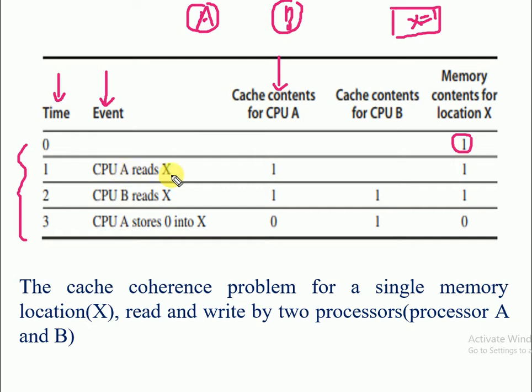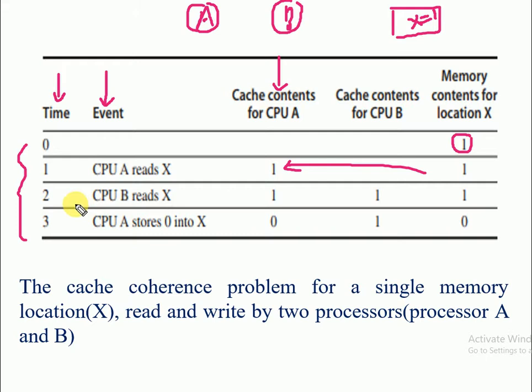CPU A reads H. It will be trying to read the value H. CPU A reads H means it is trying to access it through the cache. It is not available there, so it will be getting the value from the memory and it is stored in its cache. So it will be reading the value as well as storing the value into the cache of A. Okay, so CPU A is simply reading the value 1 from H.